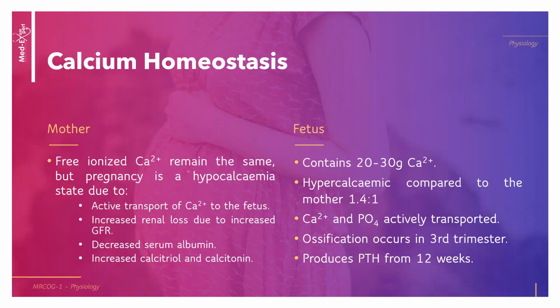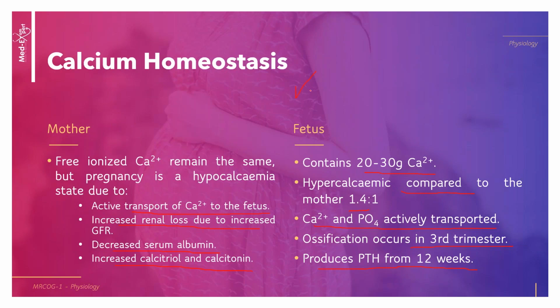So, in the mother, the free ionized calcium remains the same, but pregnancy is a hypocalcemic state due to the active transport of calcium to the fetus, increased renal loss due to increased glomerular filtration rate, a decrease in the serum albumin, and an increase in the calcitriol and calcitonin. While the fetus contains 20 to 30 grams of calcium, it's hypercalcemic compared to the mother. Calcium and phosphate are actively transported. Ossification occurs in the third trimester. The fetus produces parathyroid hormone from 12 weeks.